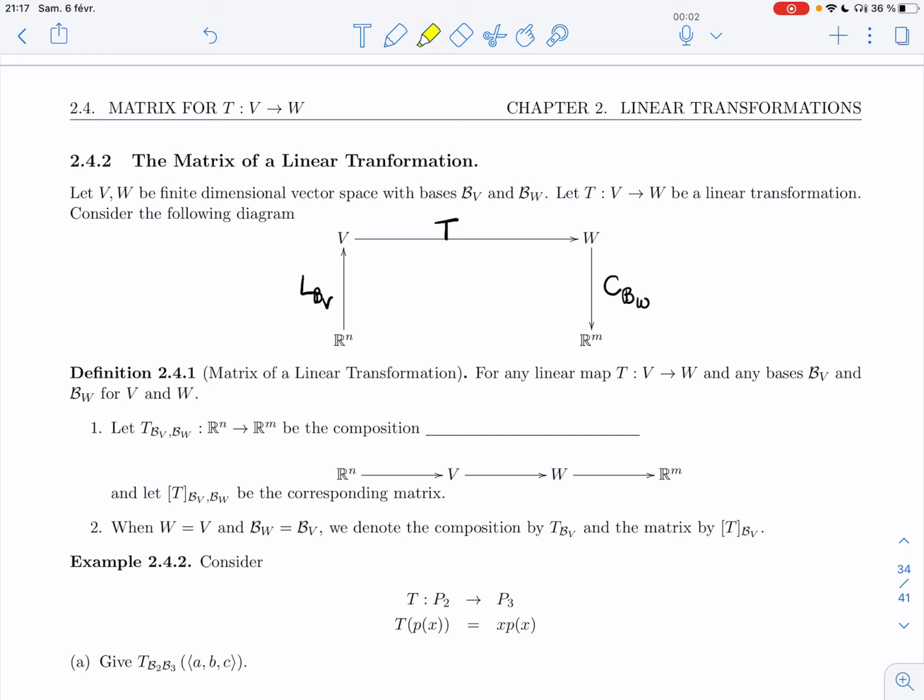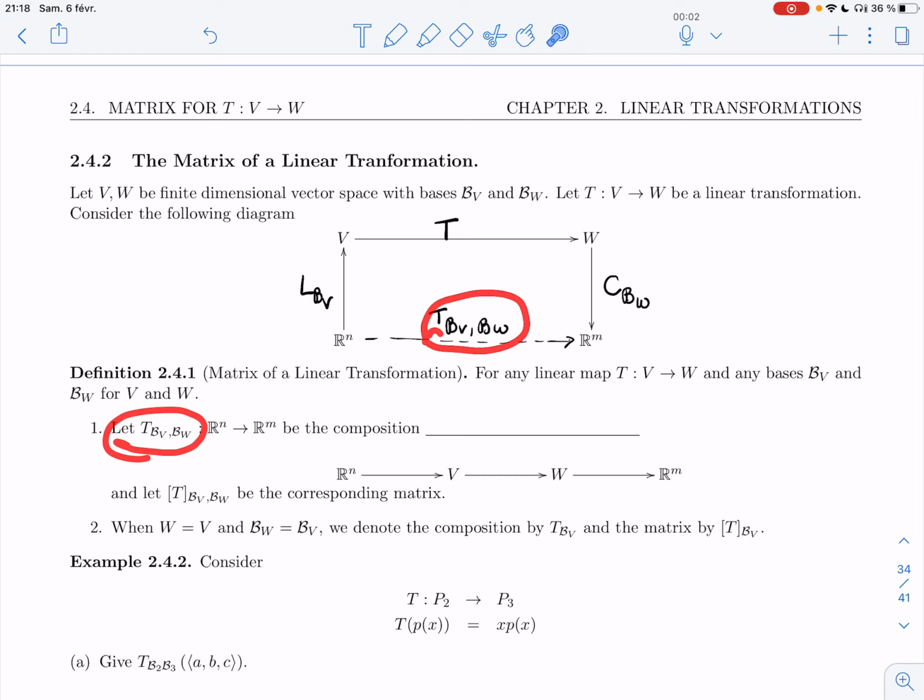So if I start here, I can take L_BV, I can take T, and I can get to W. This composition is a linear map because all maps are linear from Rn to Rm. So that linear map is what we'll call T_BV,BW. Let's look at this definition. Definition 2.4.1, matrix of a linear transformation. For any linear map T from V to W and any bases BV and BW for V and W, let T_BV,BW be... it sounds complicated, but we need to give you the linear map.